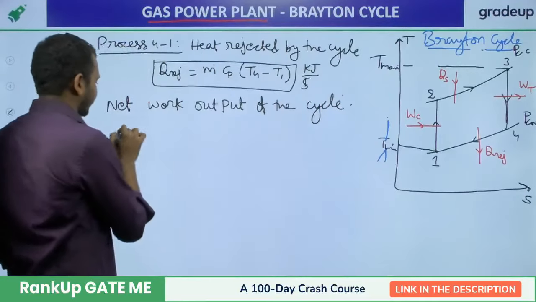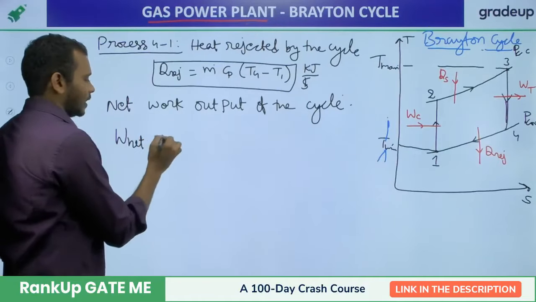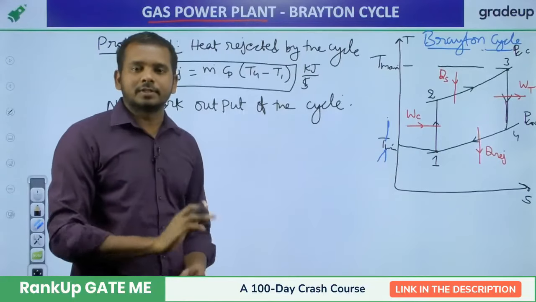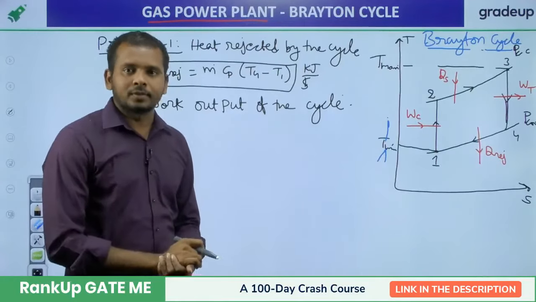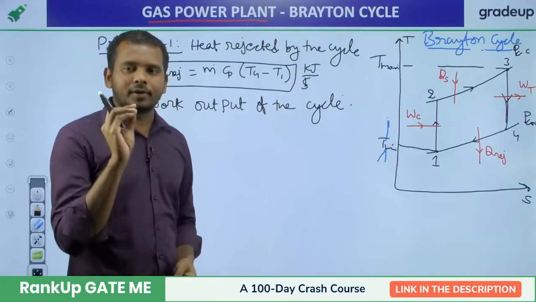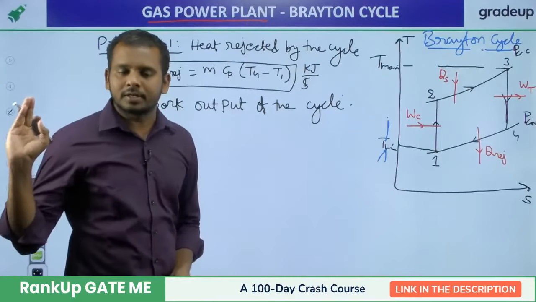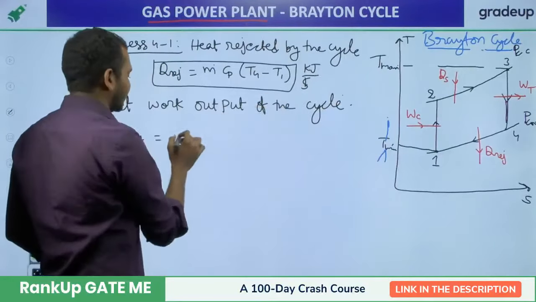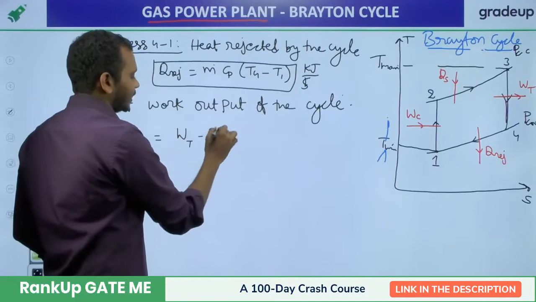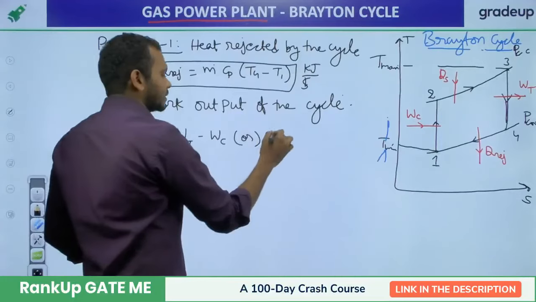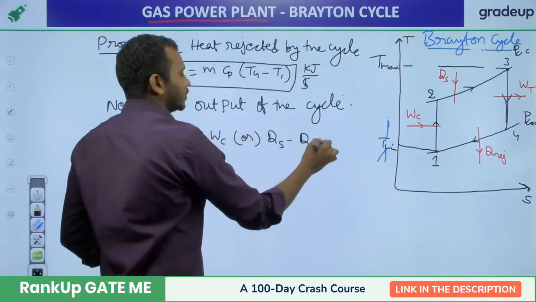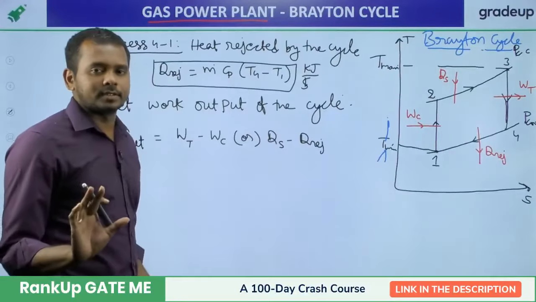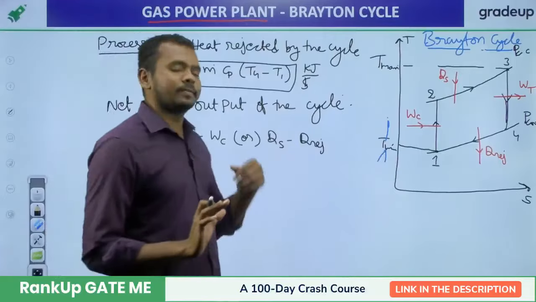What is the net work output of the cycle? The net work output of the cycle is equal to the sum of all work transfers or the sum of all the heat transfers. From the first law of thermodynamics, the sum of all the heat transfers is always equal to the sum of all the work transfers in a cycle. So the net work output is either Wt minus Wc, or the sum of all the heat transfers, Qs minus Q rejection. Very simple.